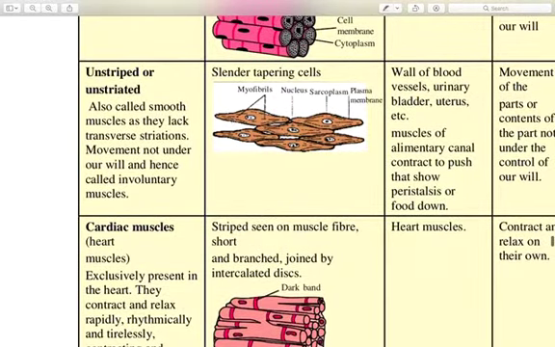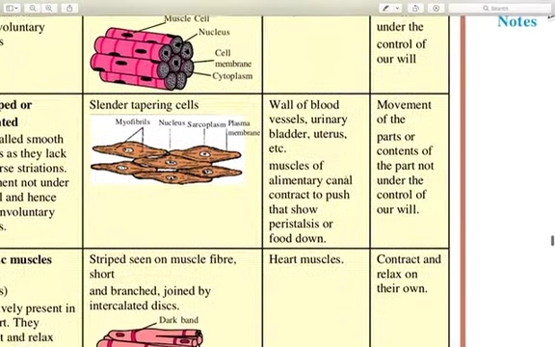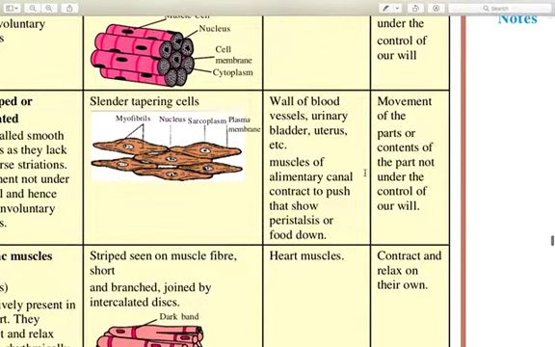They are slender, tapering cells, and this is how they are situated, their shape and size. Their examples are the walls of blood vessels. You have blood vessels, and the blood is circulated throughout the body. The muscles help in the movement of the blood, and they are also found in the urinary bladder and uterus. Muscles of the alimentary canal contract to push food, showing peristalsis. Peristalsis is nothing but the food being pushed down inside our body.